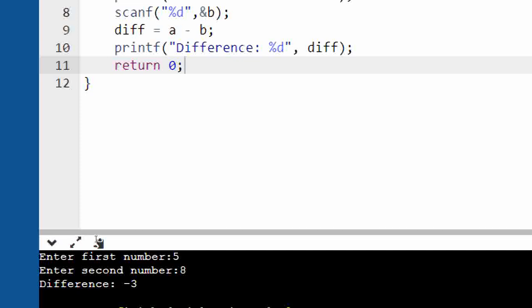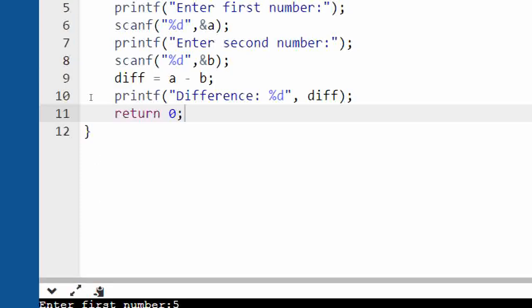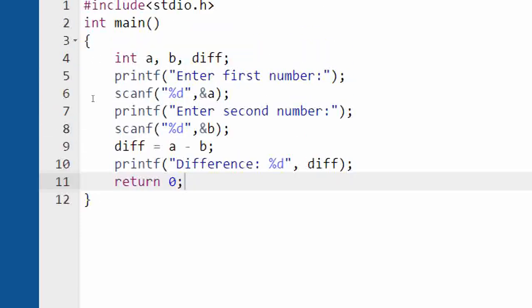Multiplication, division, mode, should we do or not? Okay, multiplication is also similar. It's just the product. And mode means to find the remainder. The symbol for division is forward slash. Division means in this way. To find the remainder we use this mode, this sign, the percentage sign.